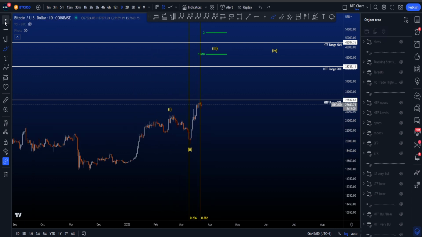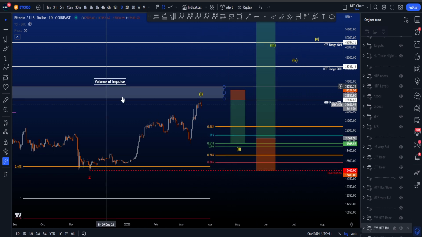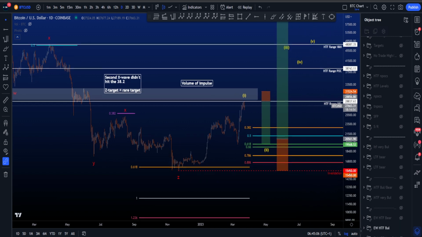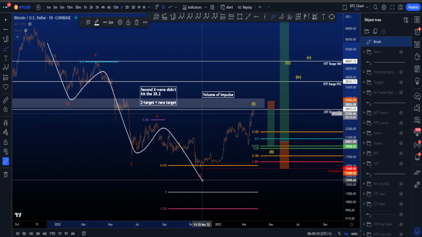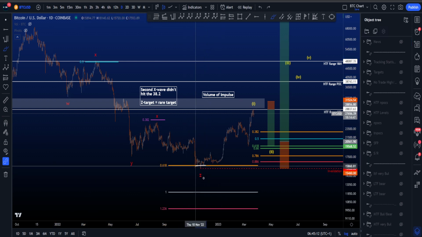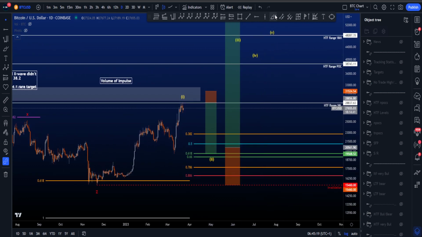So yeah, this is not my preferred scenario, but nonetheless one that I like to talk about in the video to show you. The other bullish scenario, which is for me more likely, is that this over here is a WXYXZ, which for Z ended at the rare target of a wave Z, which is the 0.618, which is fine. And then now we're moving to the upside.